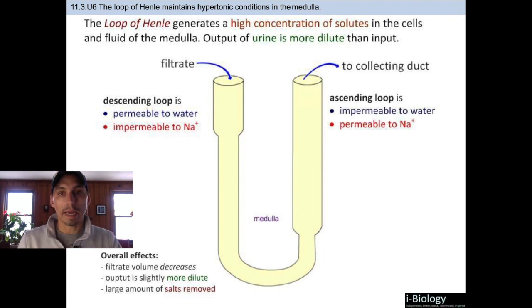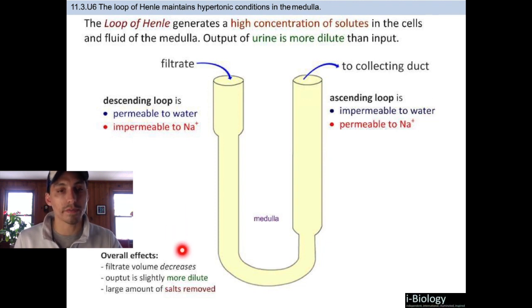First of all, the filtrate is coming in on the left side, it goes down and then back up the tube. The descending side of the loop over here, this left side, is permeable to water. That means water can move through it easily, but it is impermeable to sodium. The ascending loop is the opposite. It is impermeable to water, but it is permeable to sodium.